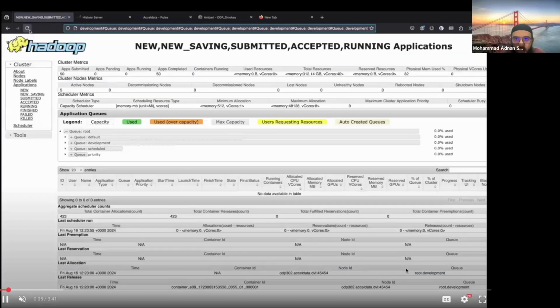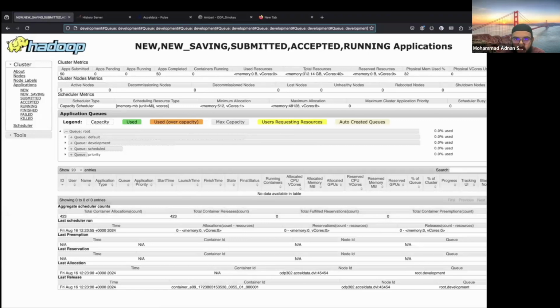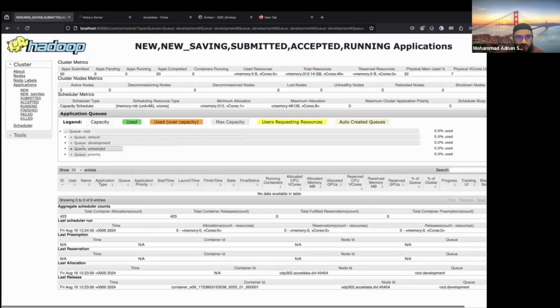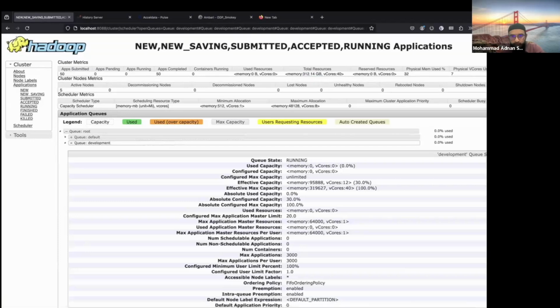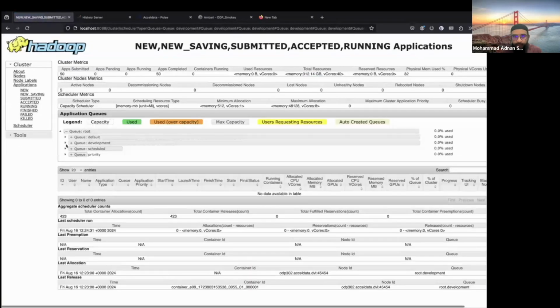So if you see here, your cluster has a total of 312 GB of memory with 40 vCores, so we are not stressing much on vCores right now. We have 4 queues here: root, and then default, development, scheduled, and priority queue. The default queue is something where we'll do our investigation. The default queue size is 95 GB, and this is where we will run our jobs. So if you see the effective capacity in the column there, it is 95 GB.